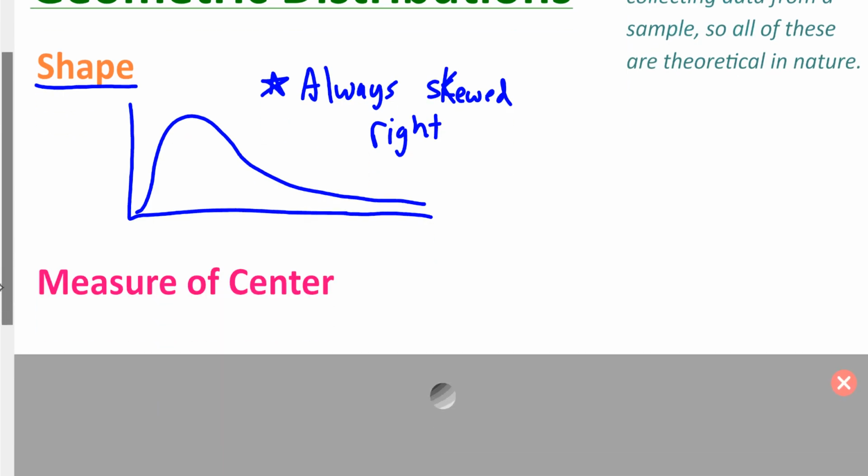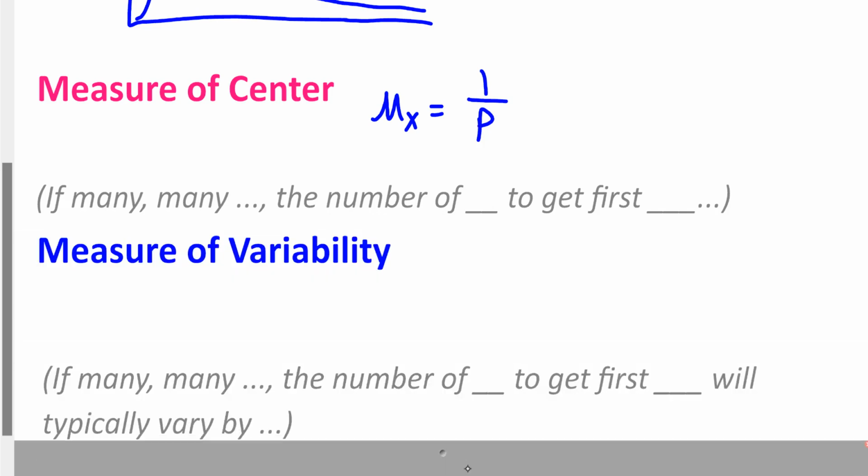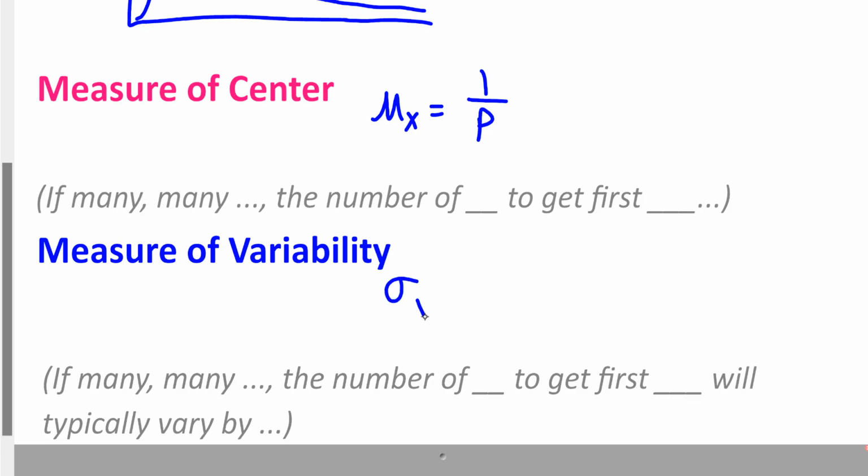Measure of center. I have a couple formulas for you. I'm not going to talk about how we derive them, but they are also on your formula sheet. If it's geometric and you want to find the mean, it is 1 divided by p. That is it. Then we can explain it the same way we have before. Measure of variability, standard deviation. There's a formula for that: the square root of q, or 1 minus p, as it says on your formula sheet, divided by p.